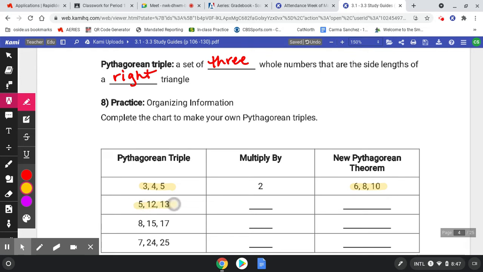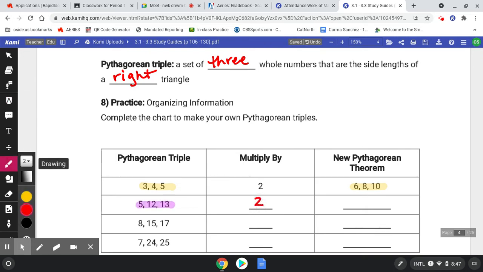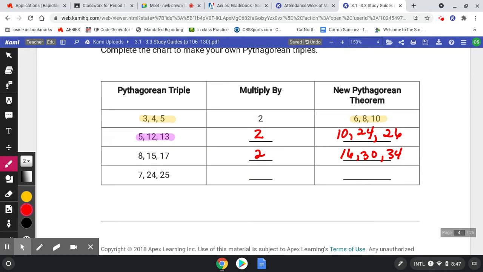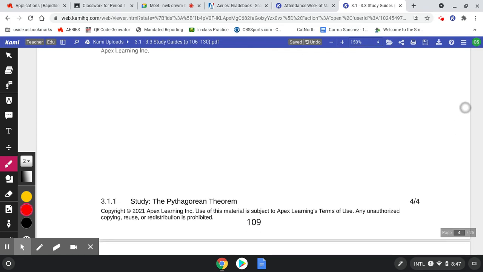Likewise with 5, 12, and 13, we could say that those are Pythagorean triples. But did you know that if we multiply that by 2, we get new values of 10, 24, and 26? So these are also Pythagorean triples. 8, 15, and 17. Again, if we multiply this by 2, we'd get 16, 30, and 34. All of these are Pythagorean triples. 7, 24, and 25. Multiply it by 2, and that could be 14, 48, and 50. So it still works when you multiply by 2.